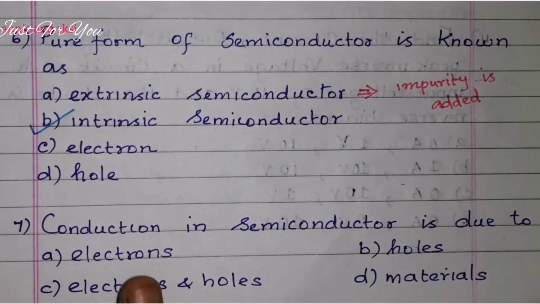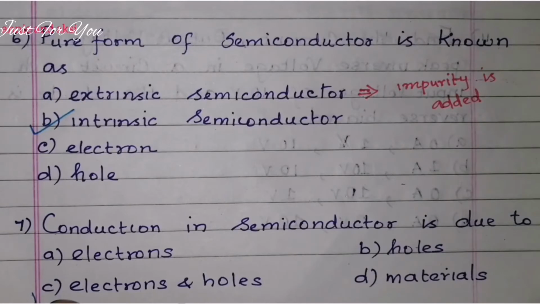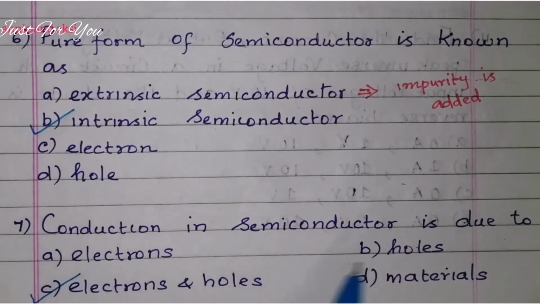Next question. Conduction in semiconductor is due to, option A electrons, option B holes, option C electrons and holes, option D materials. The right answer is option C, electrons and holes. Conduction in semiconductor is due to electrons and holes.